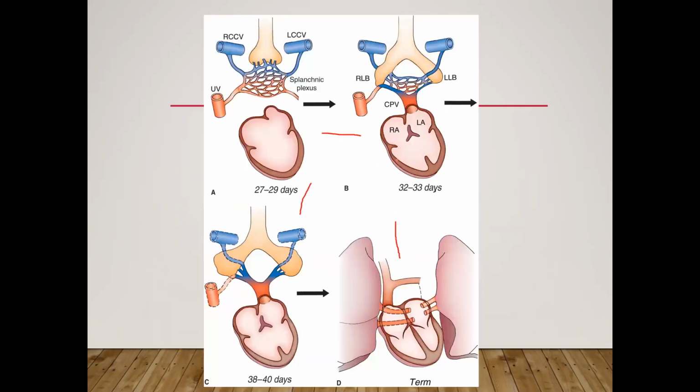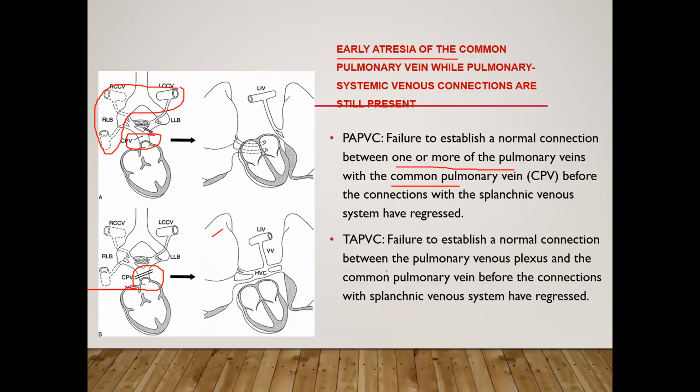This is the nutshell of the embryological development of the venous system: establishment of the common pulmonary vein, atresia of the connections between the splanchnic and pulmonary venous plexus, and invagination of the common pulmonary vein. Today's topic of interest is TAPVC. The pathology of TAPVC is early atresia of the common pulmonary vein, while pulmonary systemic venous connections are still present.